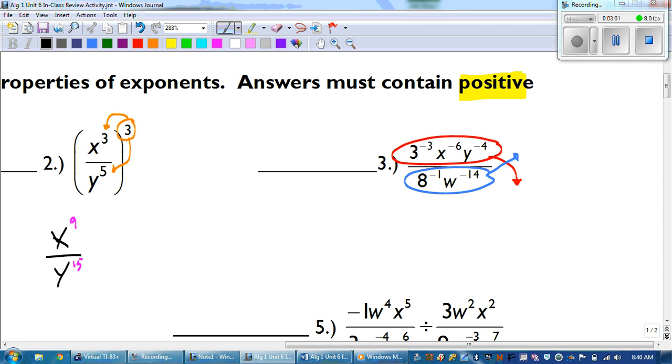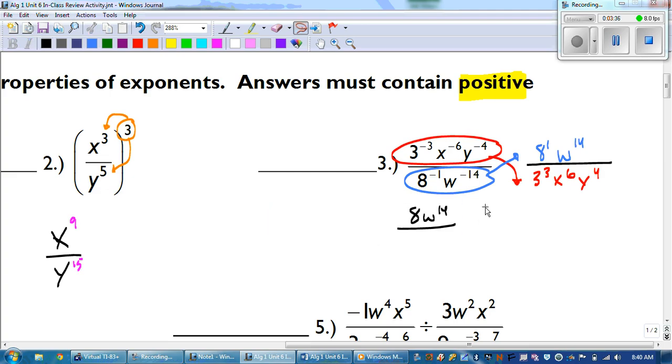Okay, so when I rewrite this, all my negative exponents on my numerator come down. So it's 3 cubed, x to the 6th, y to the 4th, and then on the top, we're going to have 8 to the 1st and w to the 14th. Now, am I done? No. 8 to the 1st is really 8, w to the 14th.